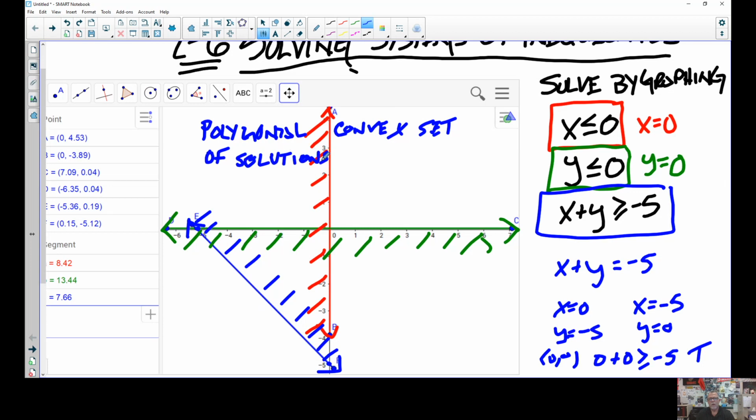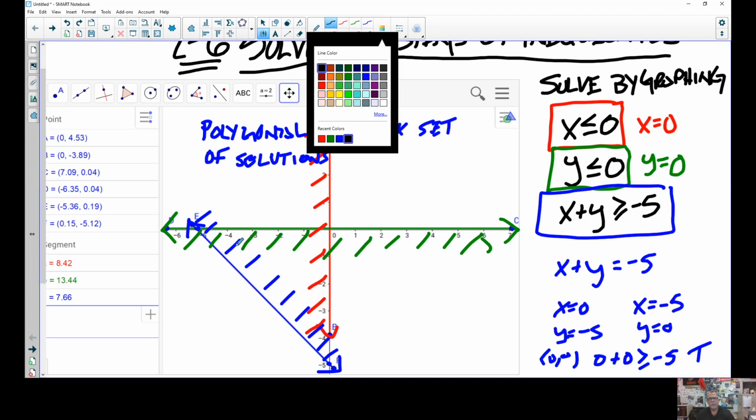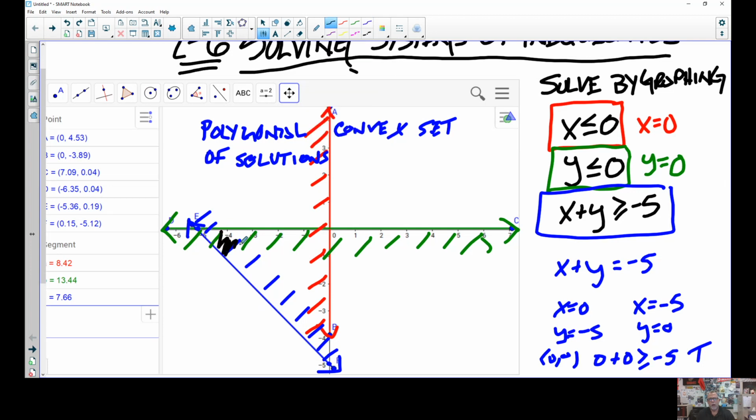Now, to make it a little more obvious, what I usually do is go back and color that in, because it's all the overlaps. It's this. So I color in that triangle to make it more obvious that that is my set of solutions. And that's our solution. That's how we solve by graphing. It's that set. All right.